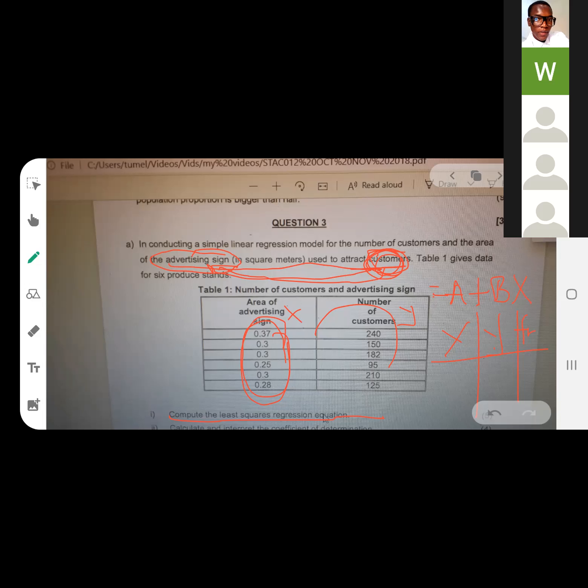I'm giving you 2 minutes to punch those values. According to my laptop, it's 1:05. So by 1:07, you should all be done with punching the information into your calculators. Those who do not understand, it's your time to ask questions before we continue.